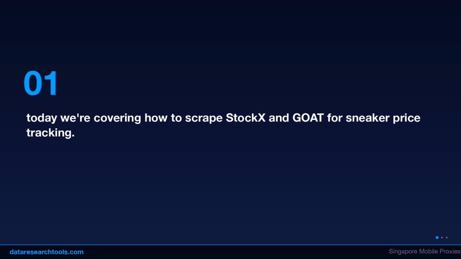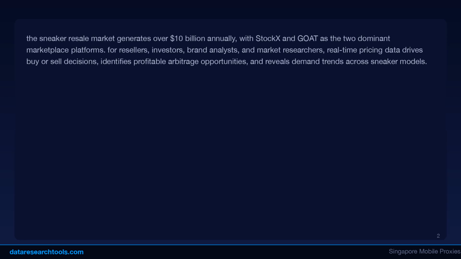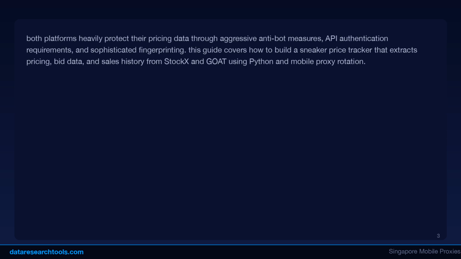Both platforms heavily protect their pricing data through aggressive anti-bot measures, API authentication requirements, and sophisticated fingerprinting. This guide covers how to build a sneaker price tracker that extracts pricing, bid data, and sales history from StockX and GOAT using Python and mobile proxy rotation. Both platforms use modern front-end architectures backed by API endpoints that serve data to their React-based interfaces.